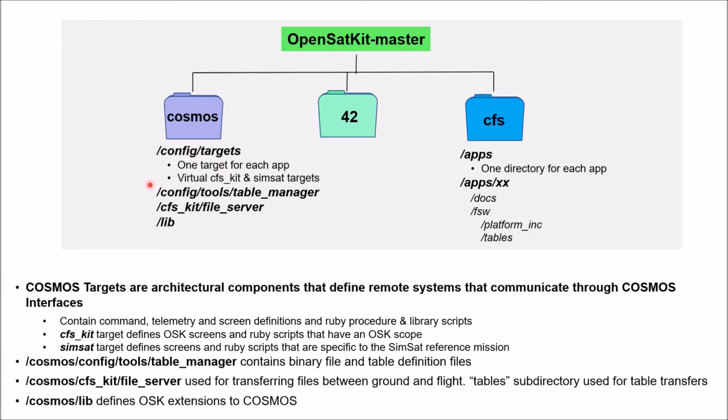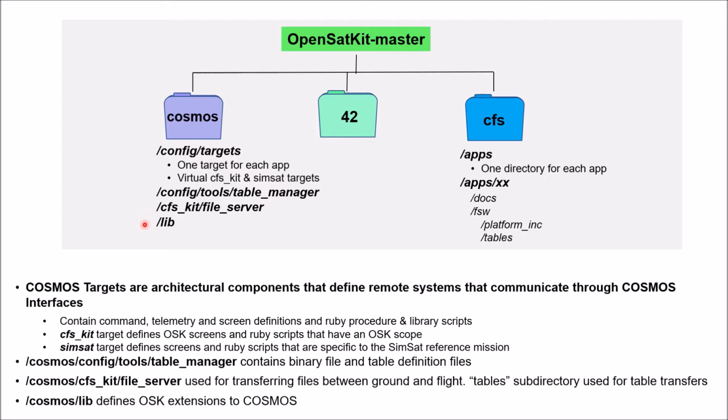The Cosmos/config/tools table manager directory contains text files that define the structure of flight software binary data files. The Cosmos CFS_Kit directory, not to be confused with the CFS_Kit target, contains a file server directory that is used for transferring files to and from the flight software. It has a subdirectory called tables that is used for table transfers.